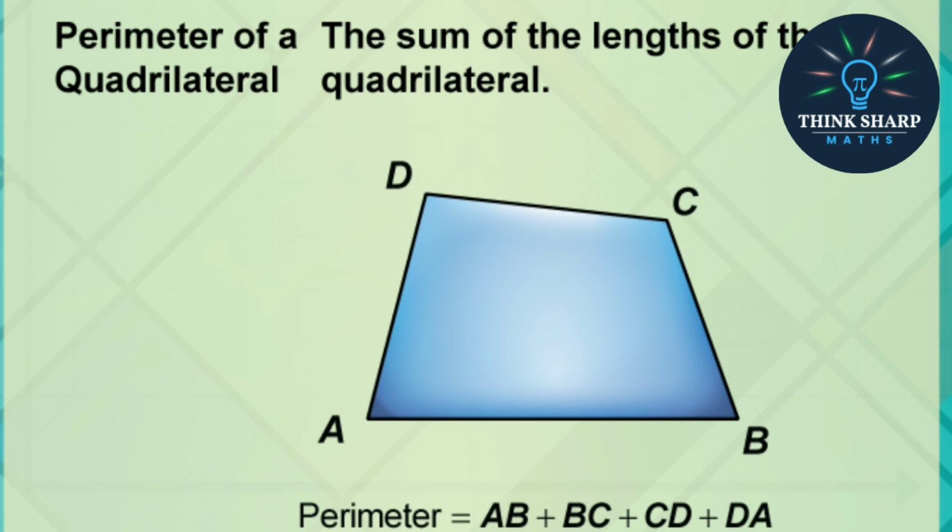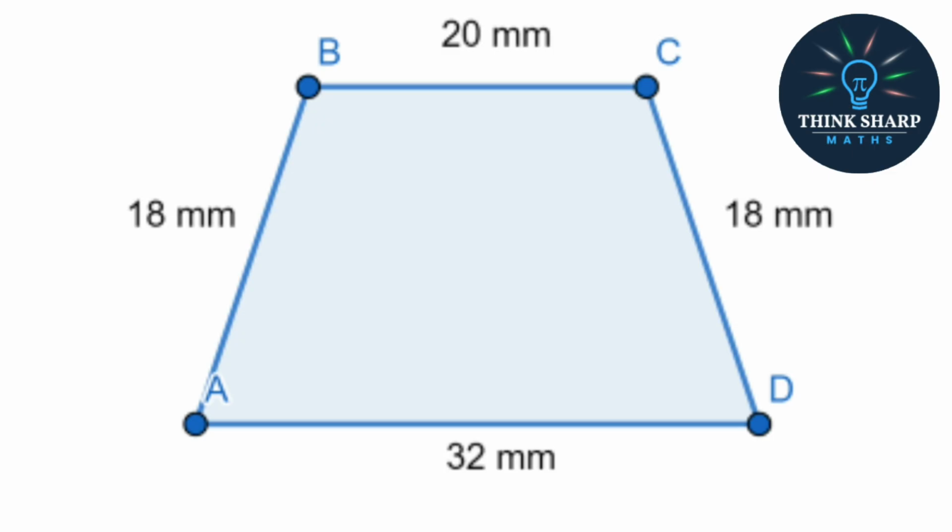So here you can see ABCD is there. So AB plus BC plus CD plus DA will become the perimeter. Now you have to solve this question and tell me what will be the perimeter of this quadrilateral. You can write to me in the comment section.